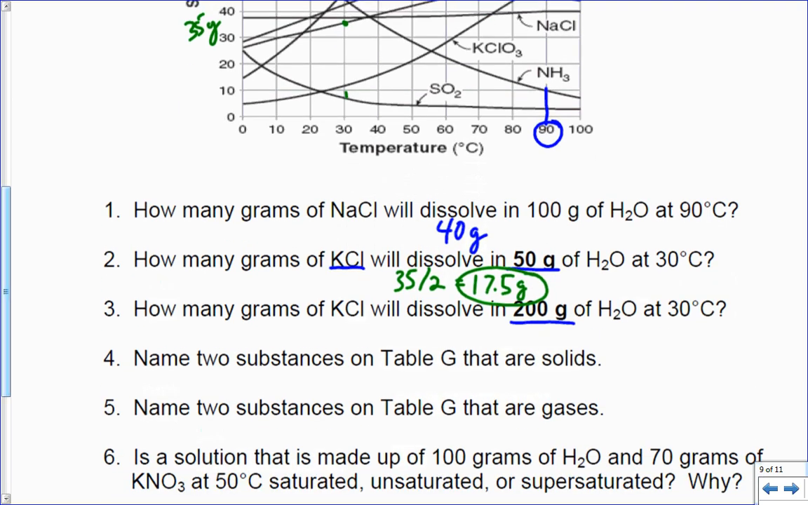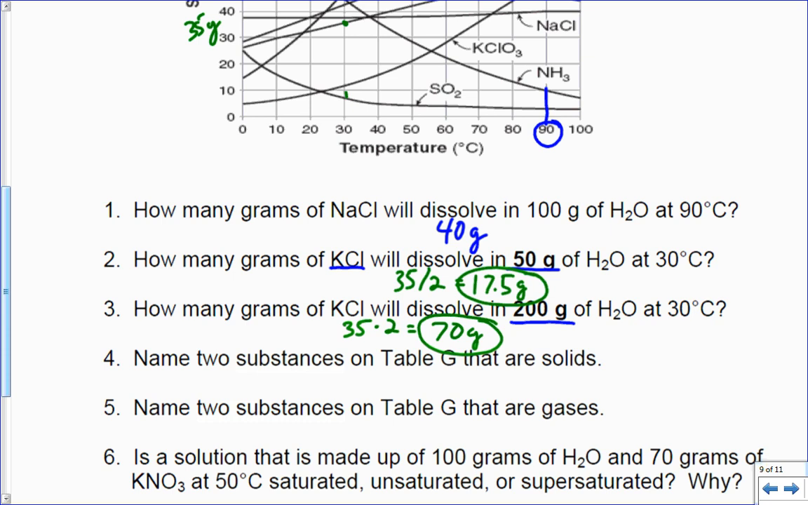So it says how many grams. Oh, so it's the same thing. I found out it was 35 with 100 grams of water. So now instead of dividing by 2, I've doubled the amount of water. So now I need to multiply by 2, and that'll be 70 grams. Makes sense. If there's more water, I should be able to dissolve more stuff.